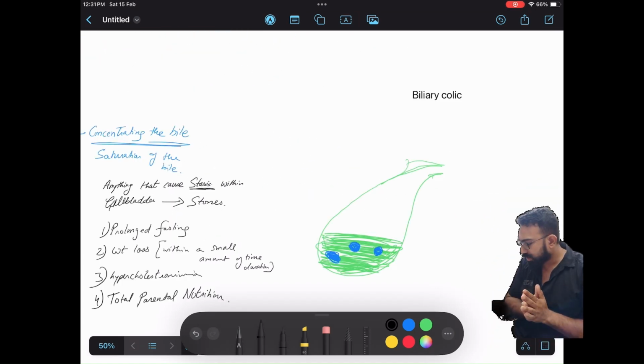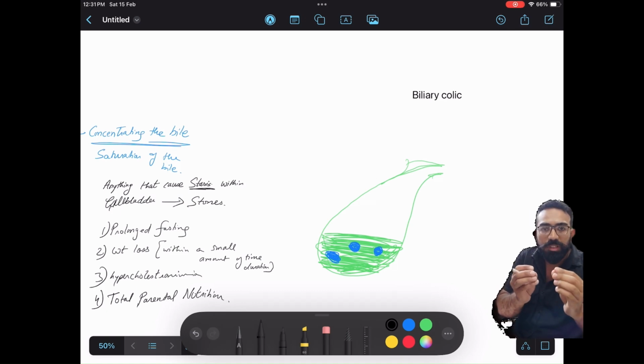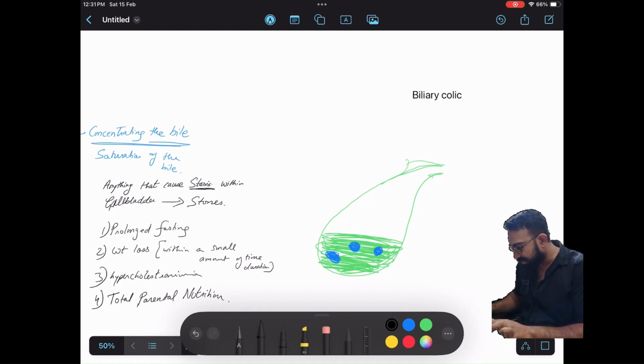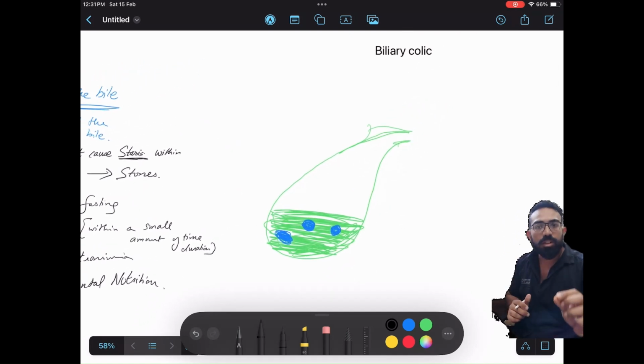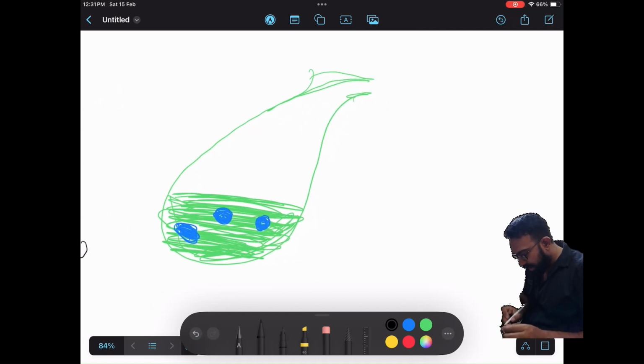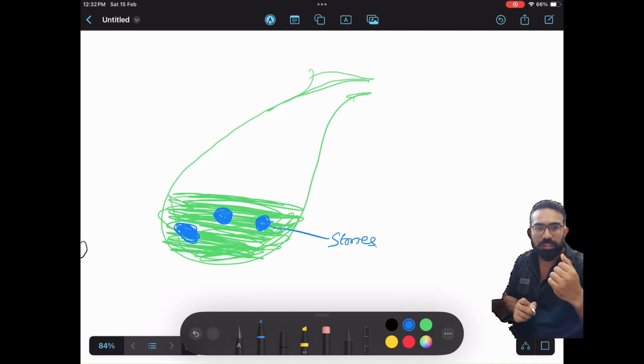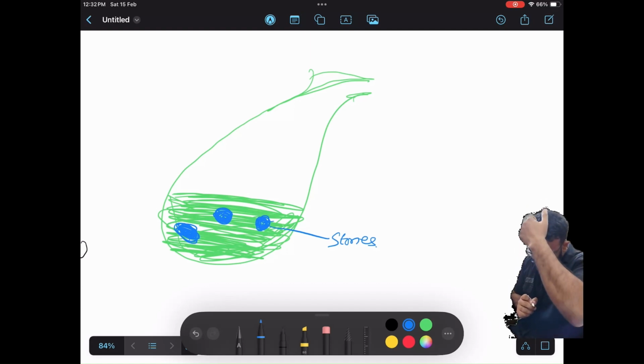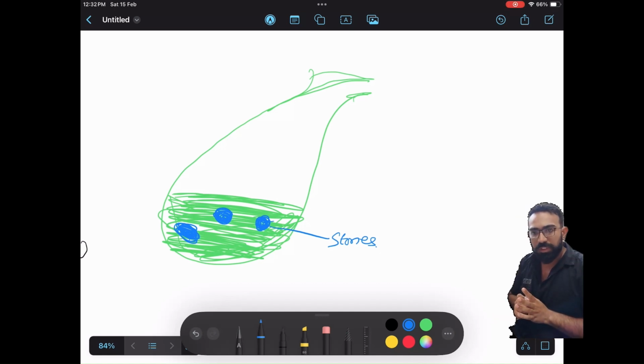Now that we have discussed the conditions that can predispose to the formation of gallstones, let's discuss something called biliary colic. This is the gallbladder, and these over here in the blue color are stones that have formed by whatsoever reason. The reason could be hypercholesterolemia, total parenteral nutrition, anything. Let's forget the reason. Let's imagine that the stones have now formed within the gallbladder.